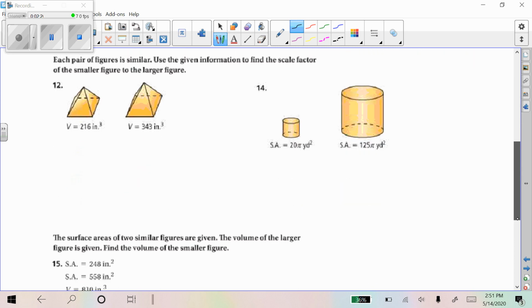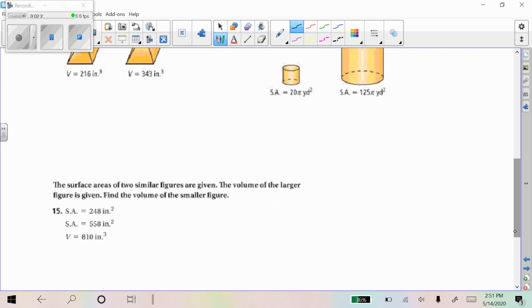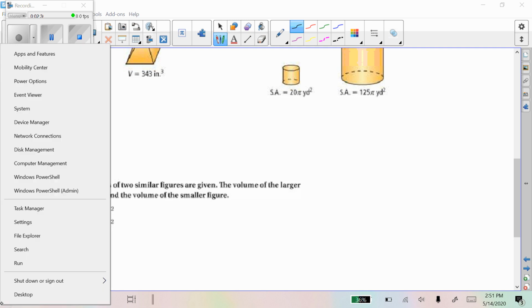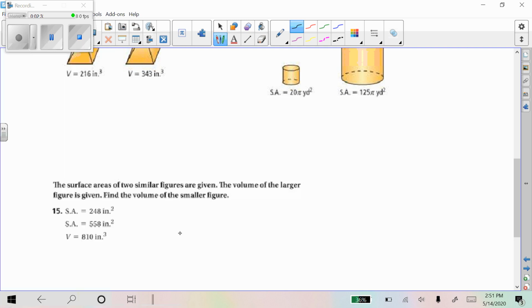Next one I'm going to go over is number 15. It says the surface areas of two similar figures are given. The volume of the larger figure is given. Find the volume of the smaller. So what we're going to do here is find the ratio of the surface areas. And it doesn't hurt to simplify that fraction. That equals 4/9. Now that is the ratio of the areas.